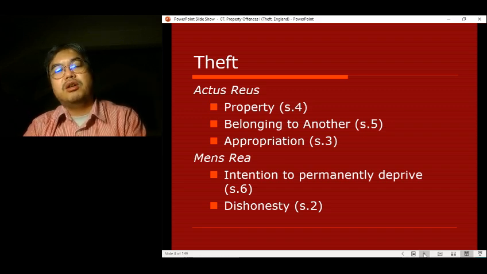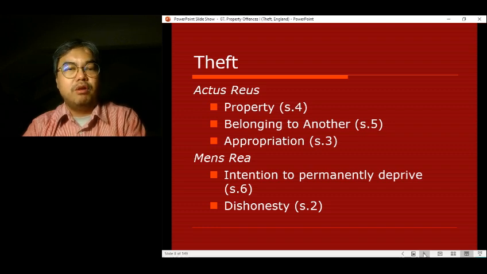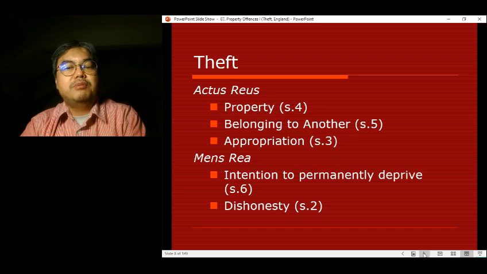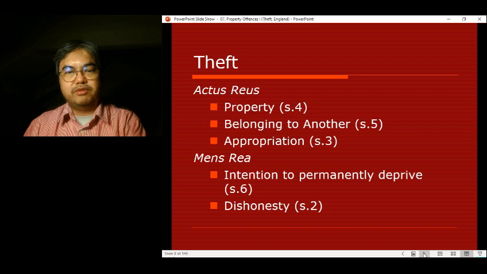Section 2 is dishonestly. Section 3 is appropriates property belonging to another with the intention to permanently deprive the other of it. So you dishonestly appropriate property belonging to another with the intention to permanently deprive the other of it. So let's start off with the actus reus first. It is arranged this way.